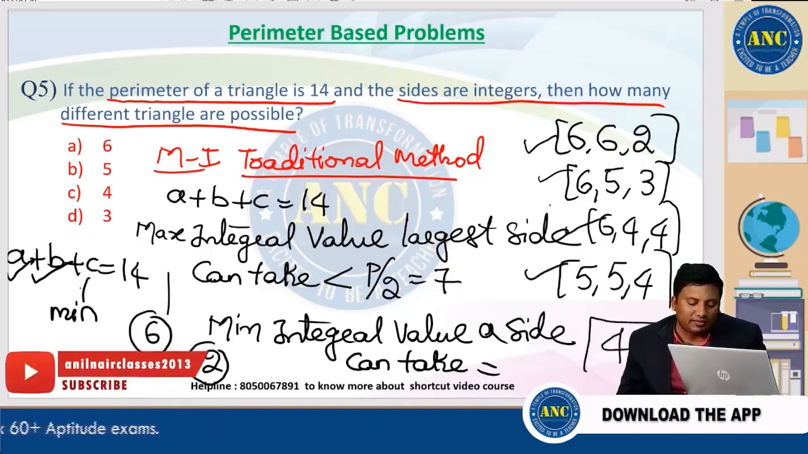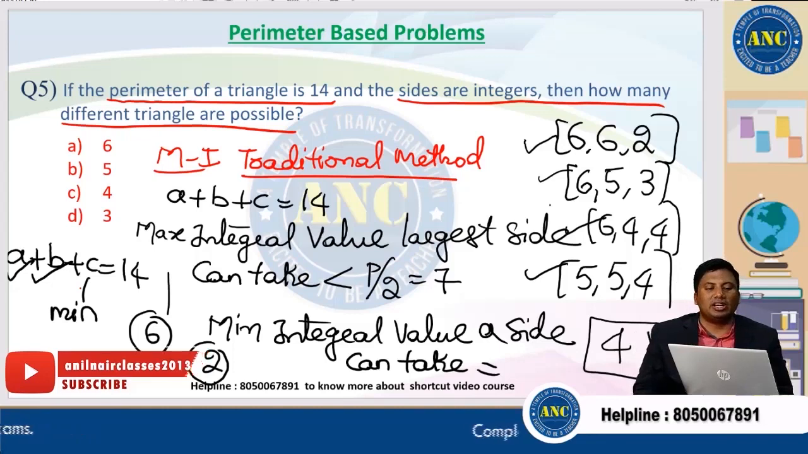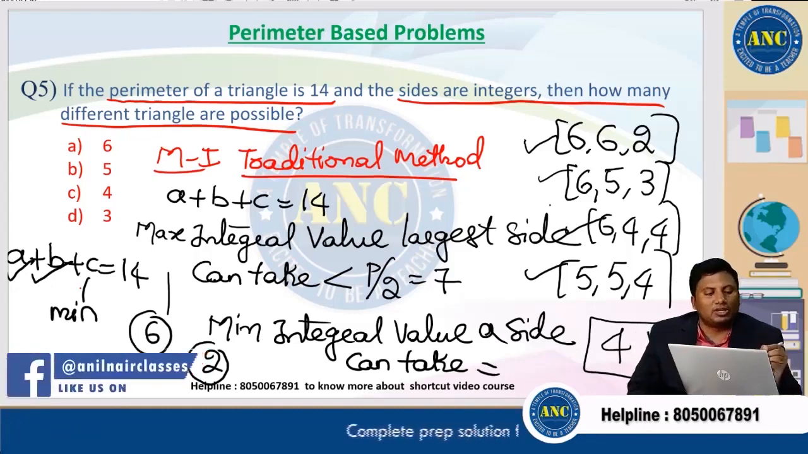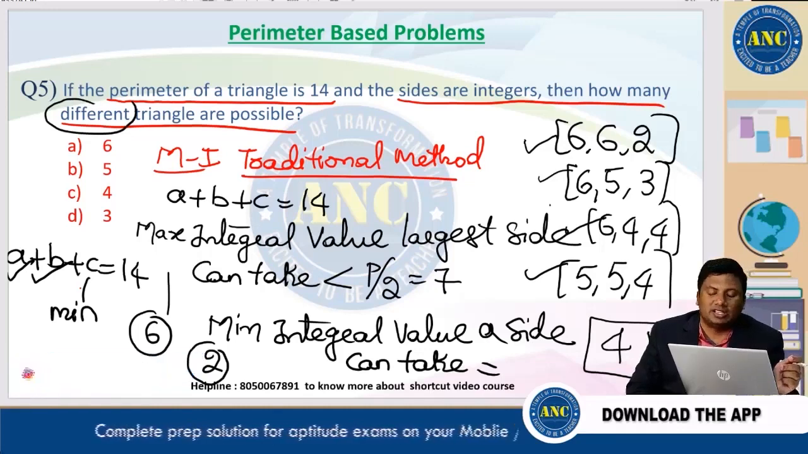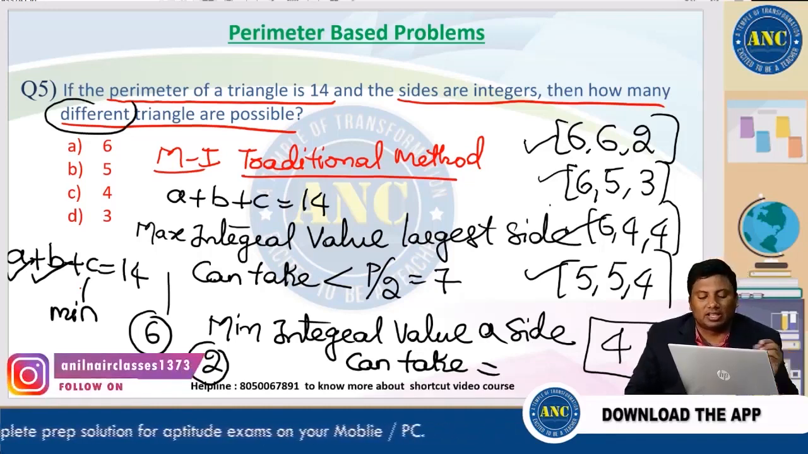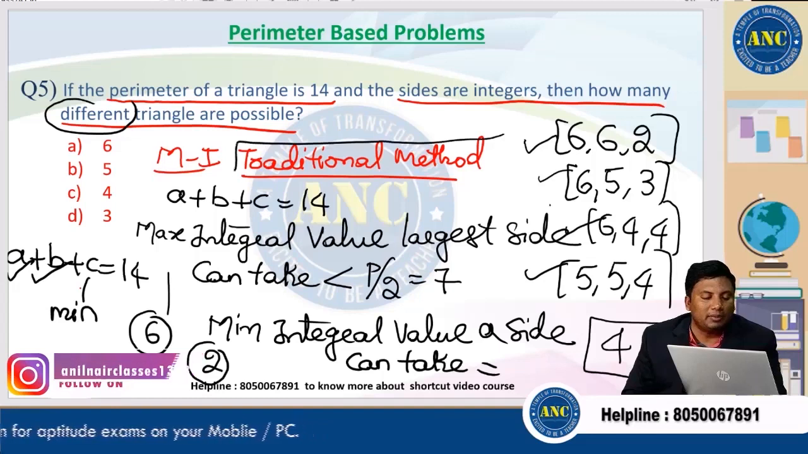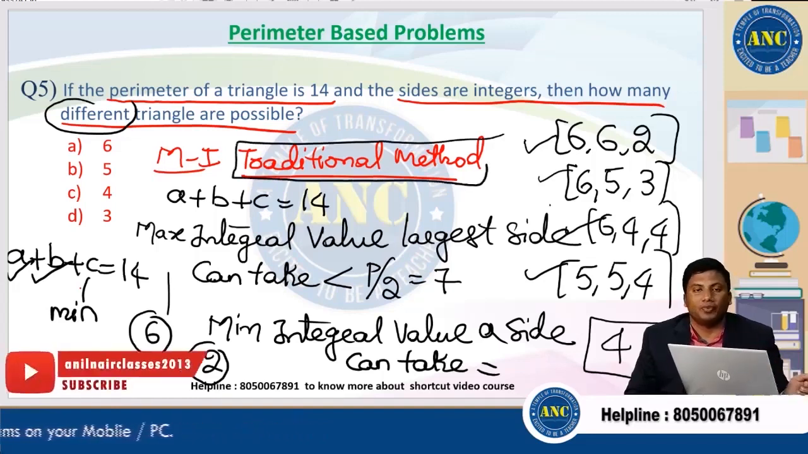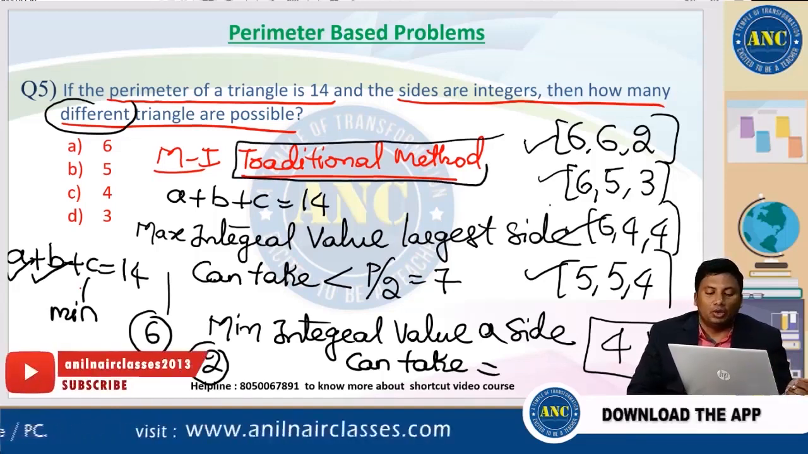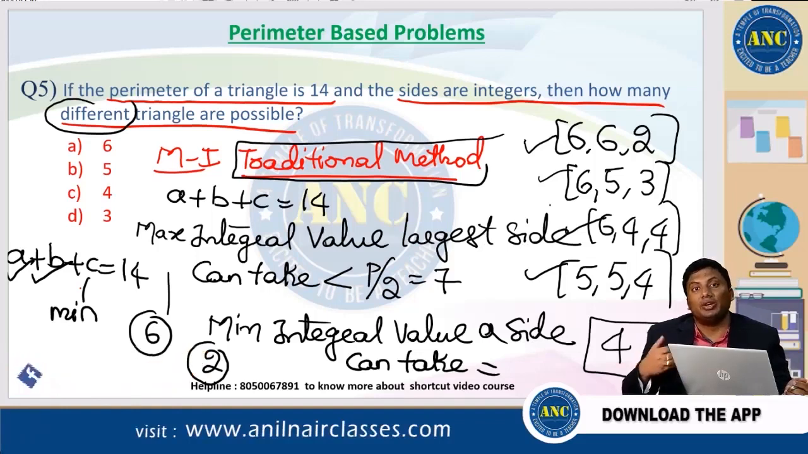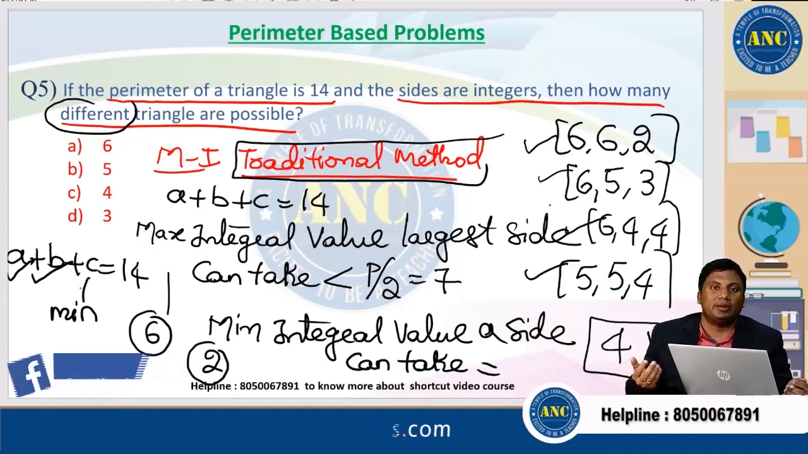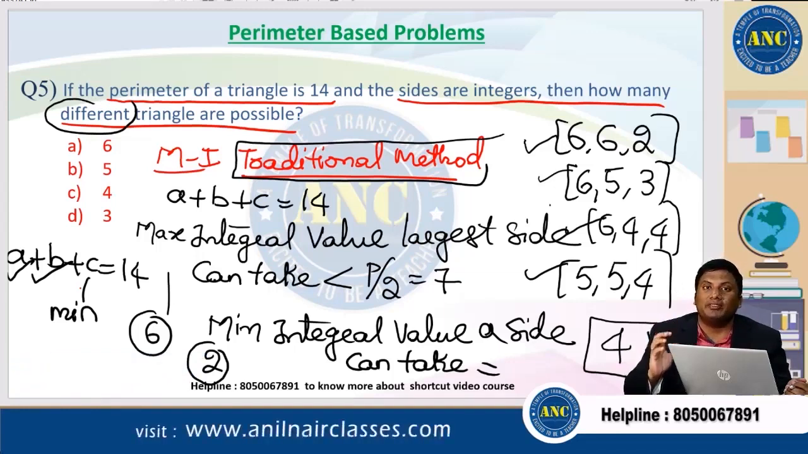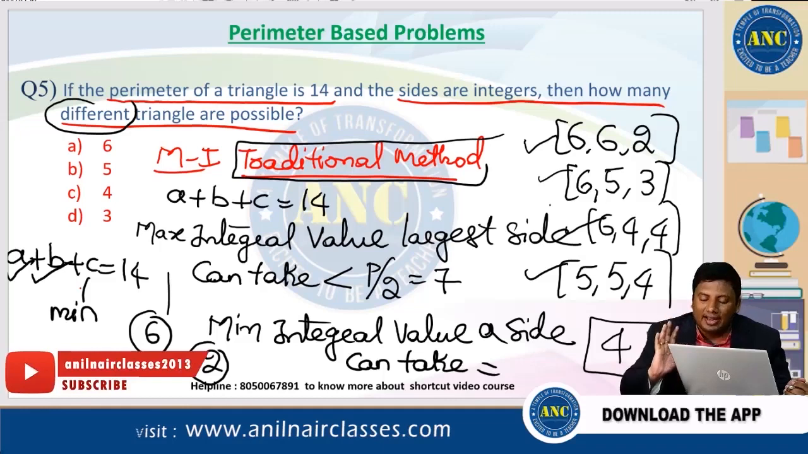So what is the answer for this question? How many distinct triangles are possible? Because the question is different, you cannot take 6, 2, 6 or 2, 6, 6. Here, because the perimeter value is small, you can directly do this. But what if the perimeter value increases? What if the perimeter becomes a 3-digit number or a 4-digit number? Then the process becomes very, very difficult. That means this method is not the ideal method.